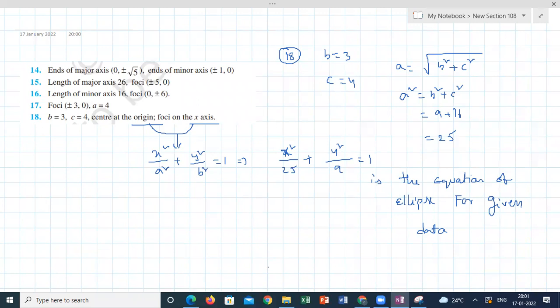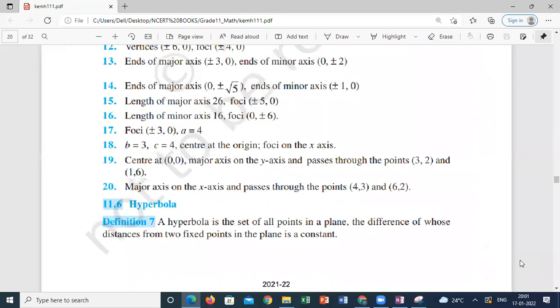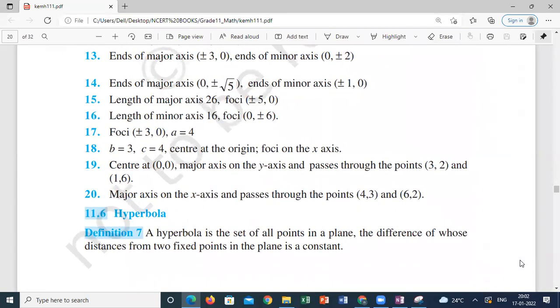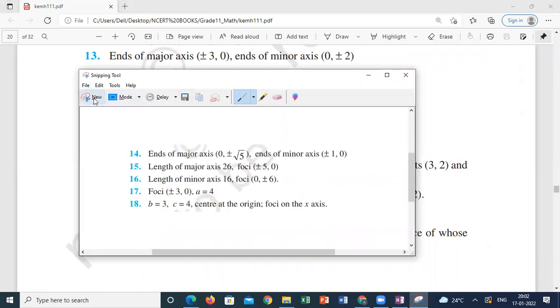Move to the next question, or we'll meet in the next class. We will finish. You finish it off. Next class we will start hyperbola.